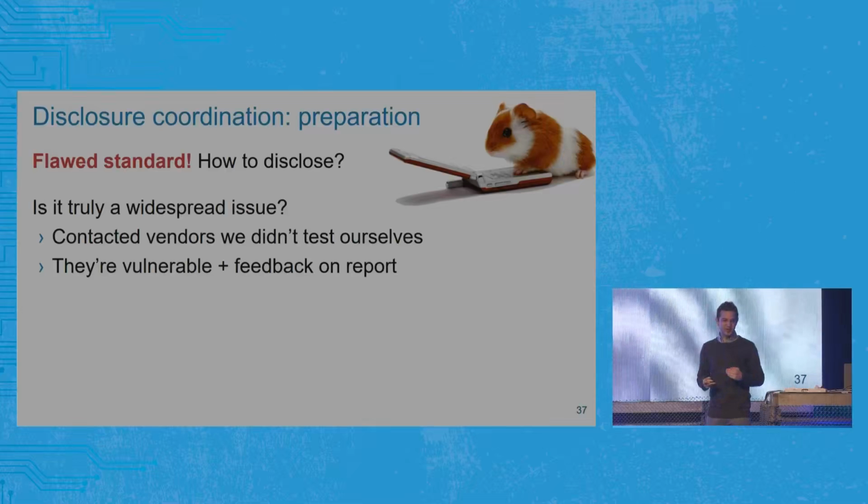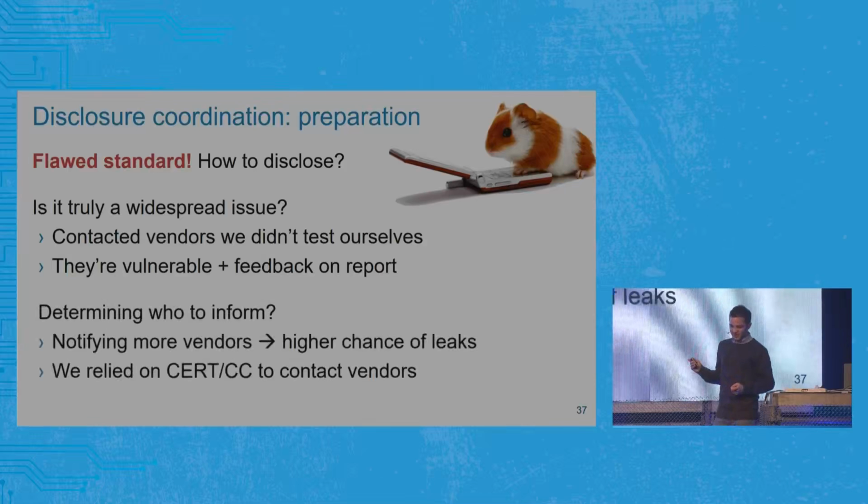So these are devices we didn't test, and they're saying that, yeah, the vulnerability is also present in these devices. So that confirmed to us that, yeah, this is indeed a flaw in the protocol, and most implementations will be vulnerable. On top of that, these vendors also gave some feedback on the vulnerability report, so we were able to improve the vulnerability report. And this vulnerability report can then be sent to really all Wi-Fi vendors. But that brings us to a second problem.